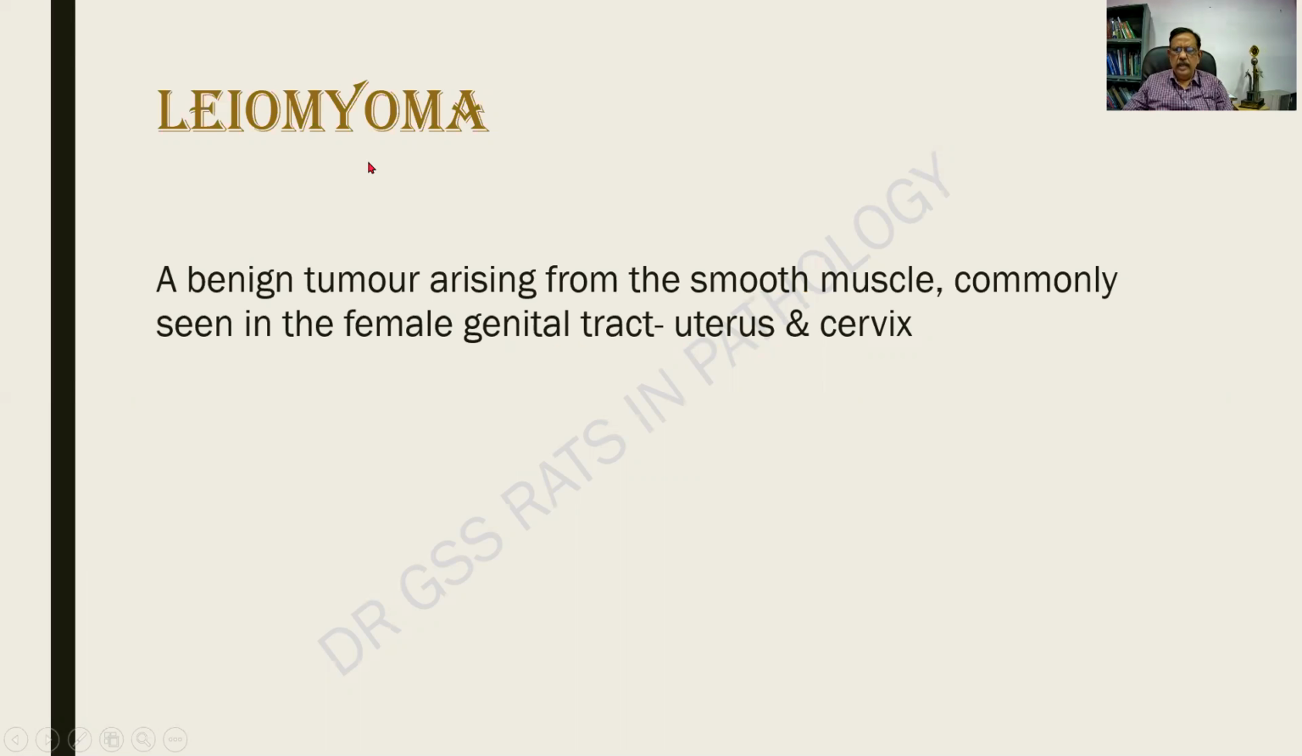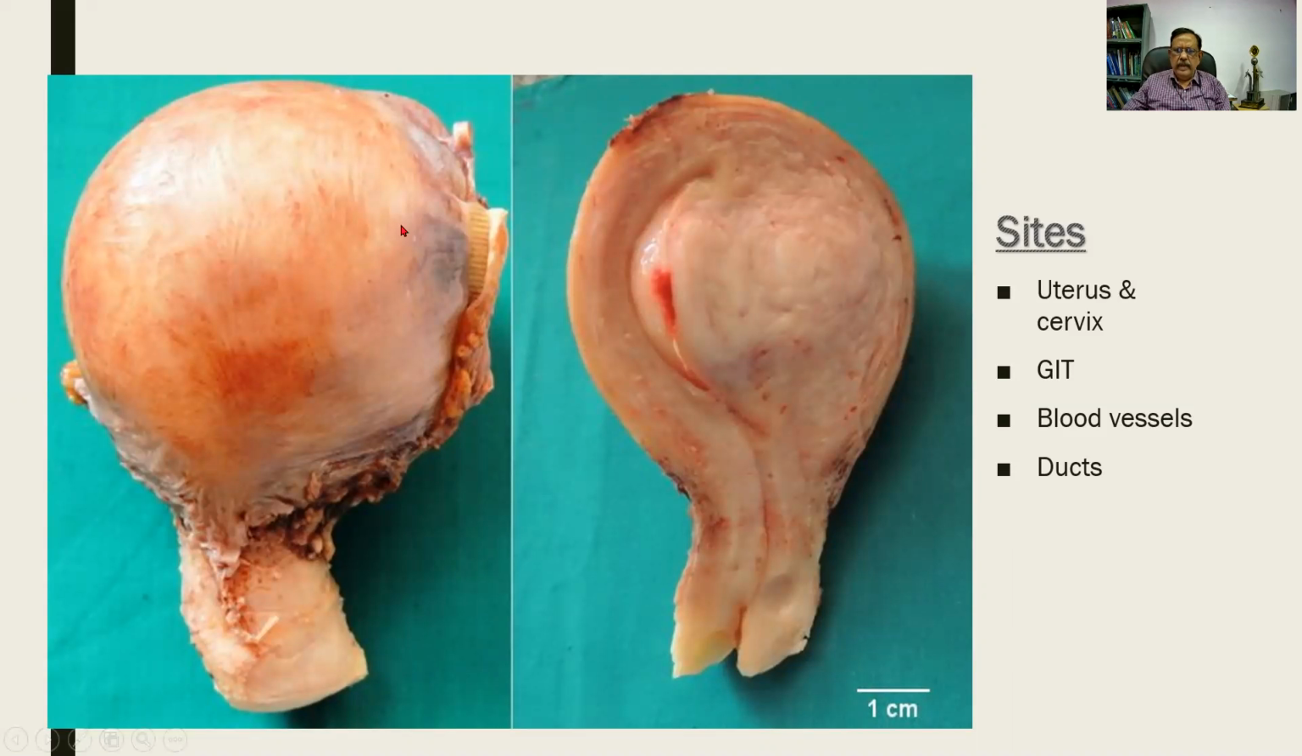Leiomyoma, it is age old and definitely you people will be familiar. A benign tumor arising from the smooth muscle commonly seen in the female genital tract, that is uterus and cervix. This is a very nice specimen picked up from Wikipedia, and the common sites of a leiomyoma include the uterus and cervix, gastrointestinal tract, blood vessels and ducts.